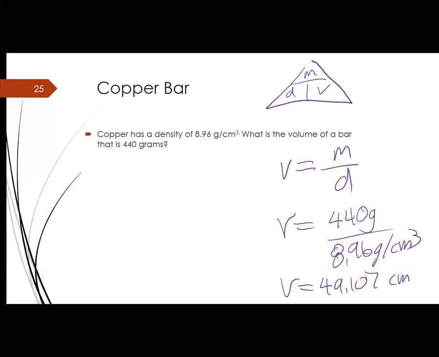49.107 cubic centimeters. And we know that it's in cubic centimeters because our grams would have canceled, and we have that unit left over. And if we think about our significant figures, we have 2 significant figures in 440 because that 0 is not significant. It's a trailing 0 with no decimal point. We have 3 from our density, and so our answer should be 49 cubic centimeters. So that's one way to solve this problem.